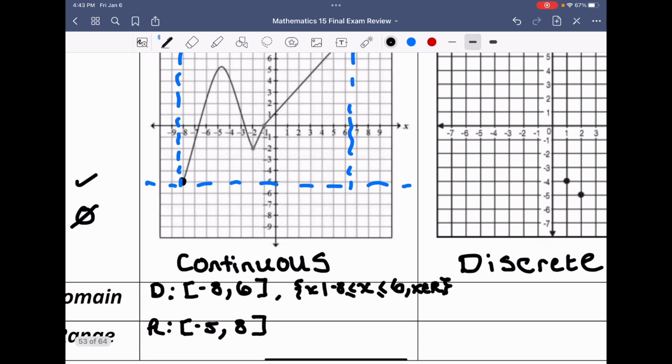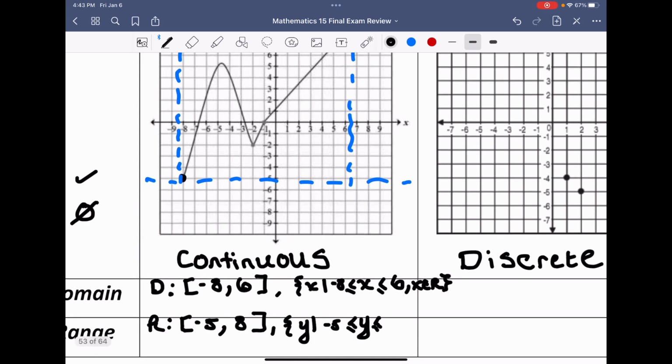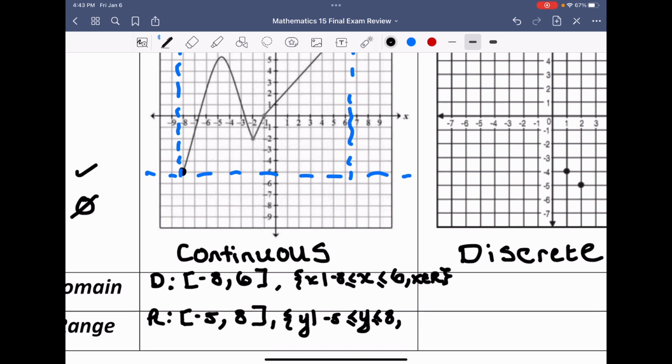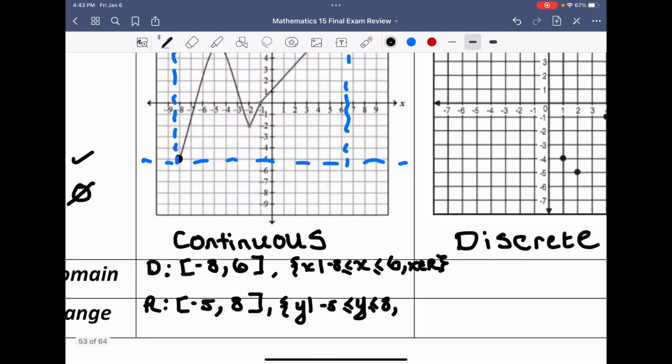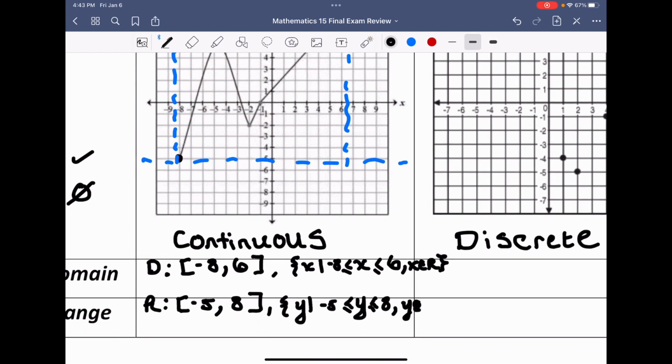Okay, range. We're going to put curly bracket, y, such that. Now, y is between two values. What value is y contained in? Well, it's greater than or equal to, or less than or equal to. It's greater than or equal to -5. That's the lowest point. And it's less than or equal to the highest point, which is 8. So once it's between there, it can be any y value in the real plane, and therefore y is an element of the reals.